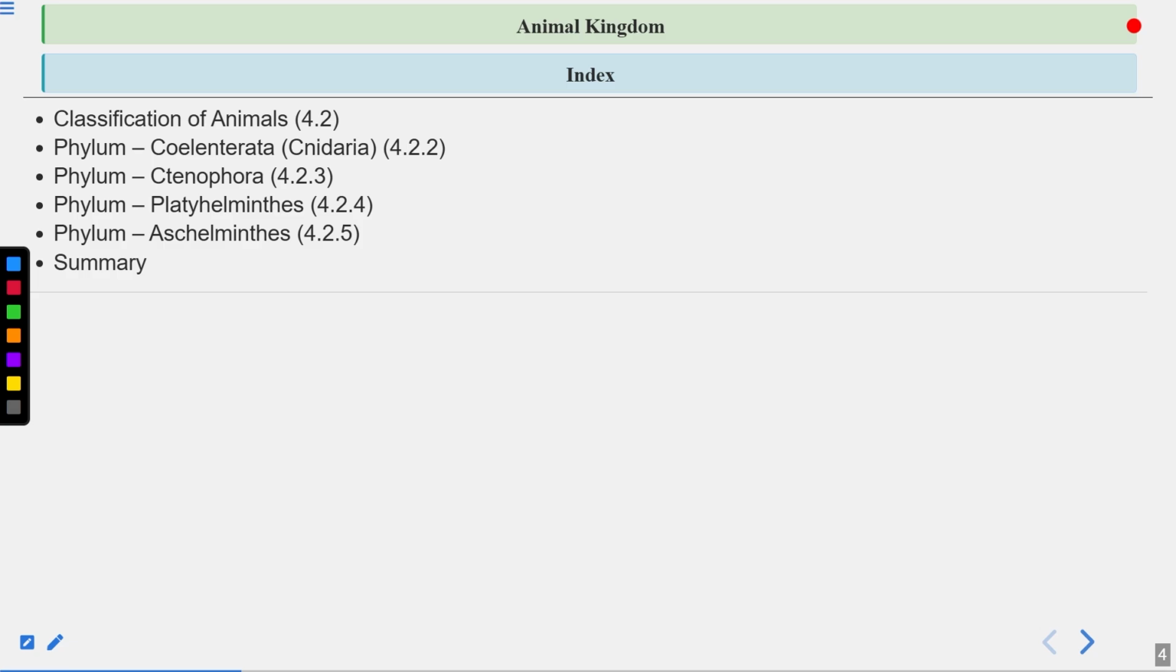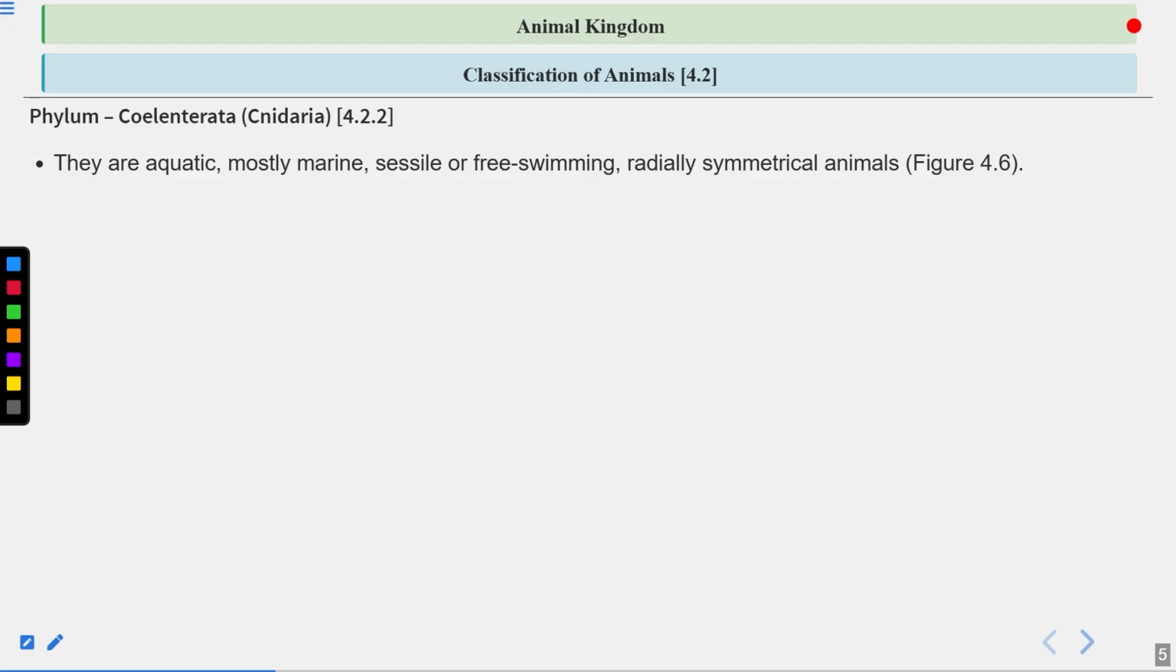Now we will move to the first phylum, Cnidaria or the coelentrates. First thing, they are aquatic, mostly marine, sessile or free living. So here you see a very different thing from the porifera: some are free living, but some are sessile also. Sessile means they are attached to some substratum, right? They are radially symmetrical. In poriferans, no symmetry was reported, but here you can see they are radially symmetrical.